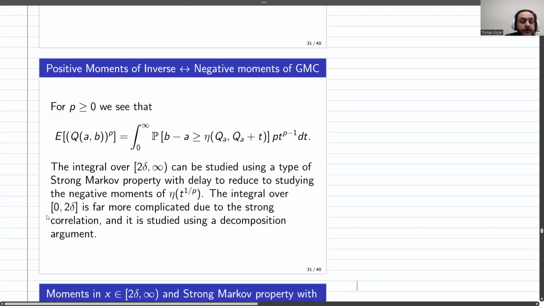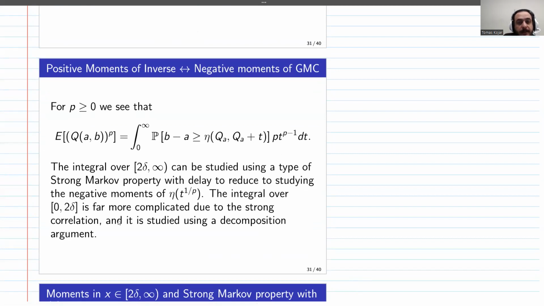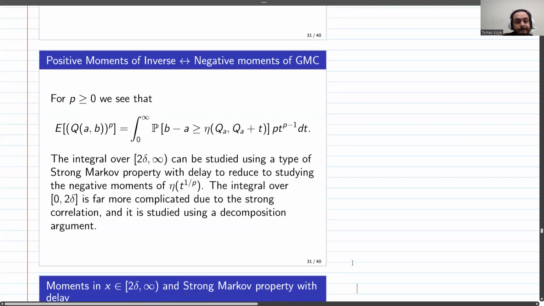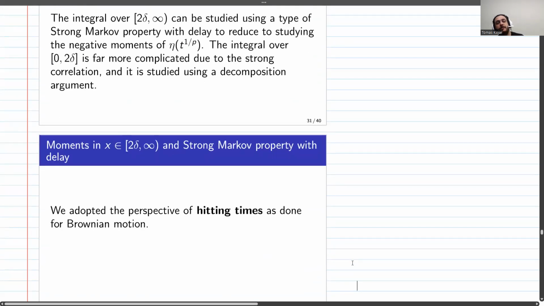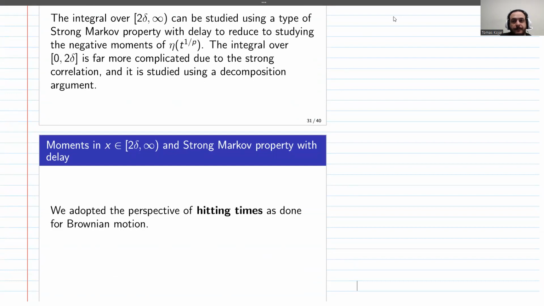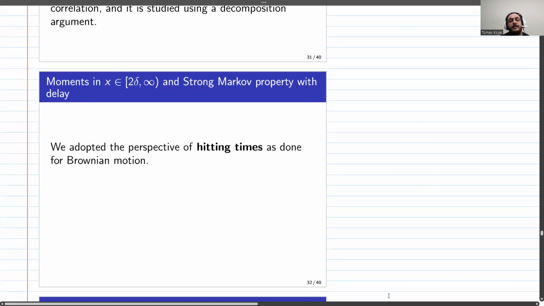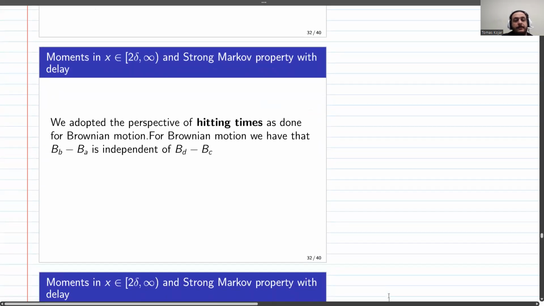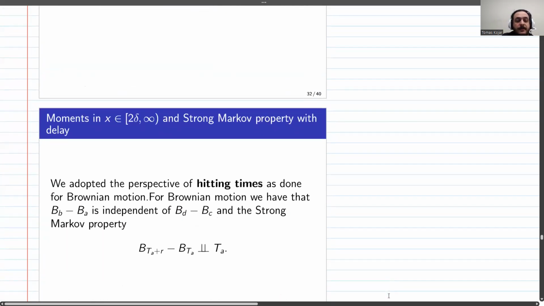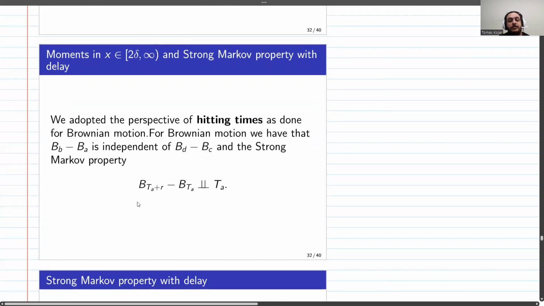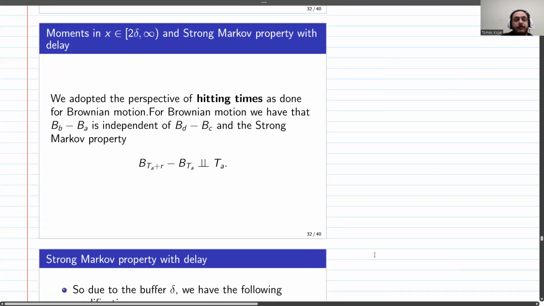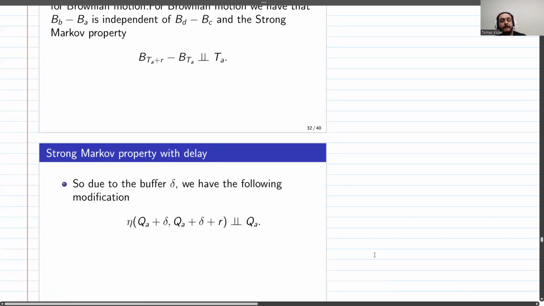And for the integral from 0 to delta, this is far more complicated because the correlation starts being less than delta, it becomes highly non-trivial. So we talk a little bit about the tail interval to delta infinity. Here we use the perspective of hitting times. We know that these are independent, and we have the strong Markov property. And the question is, do we have anything analogous here?